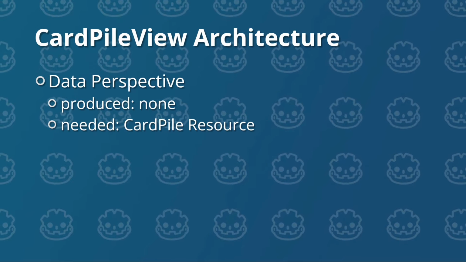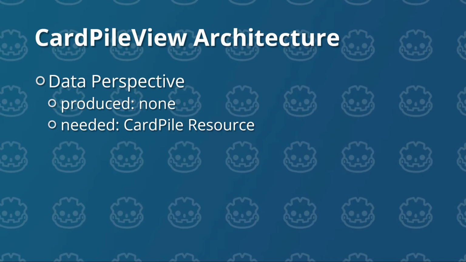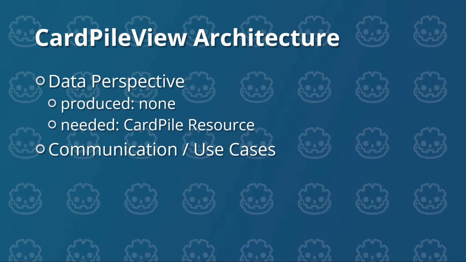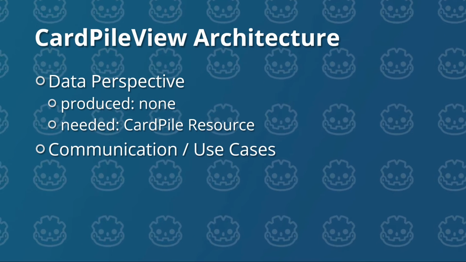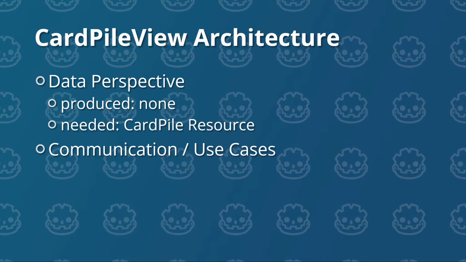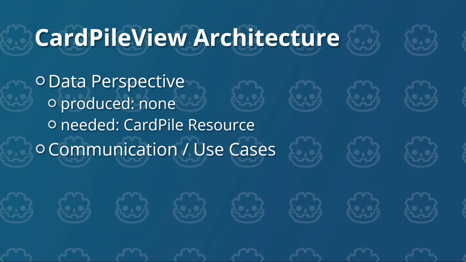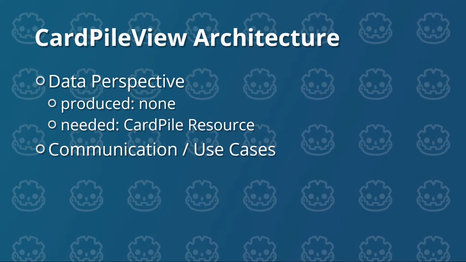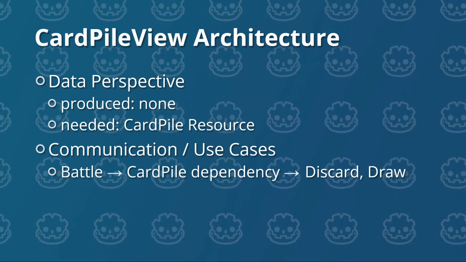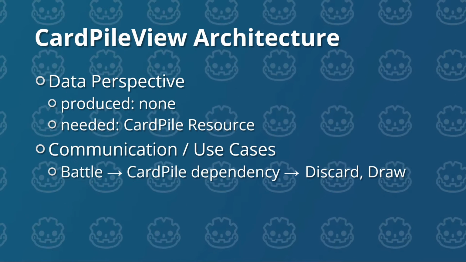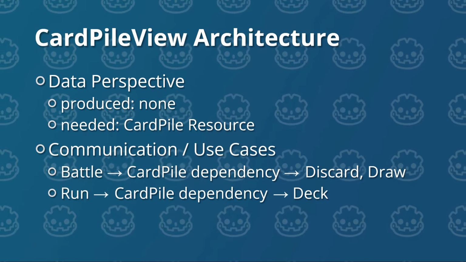The other important thing to think about here is the communication between the different systems, or in this case, the use cases for our card pile view. So where do we use this card pile view in the game? Two places really. We use it in the battle and we'll use it in the run. For the battle, we need to access the discard and the draw piles, and in the run level, we need to access our current deck.